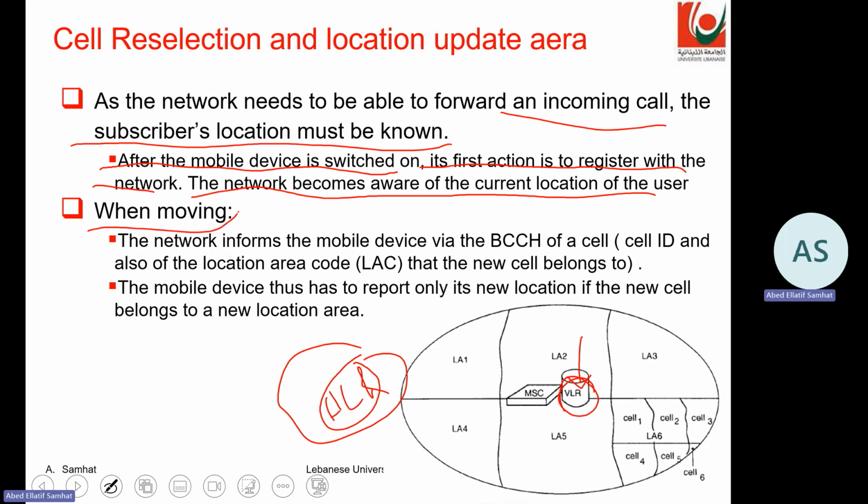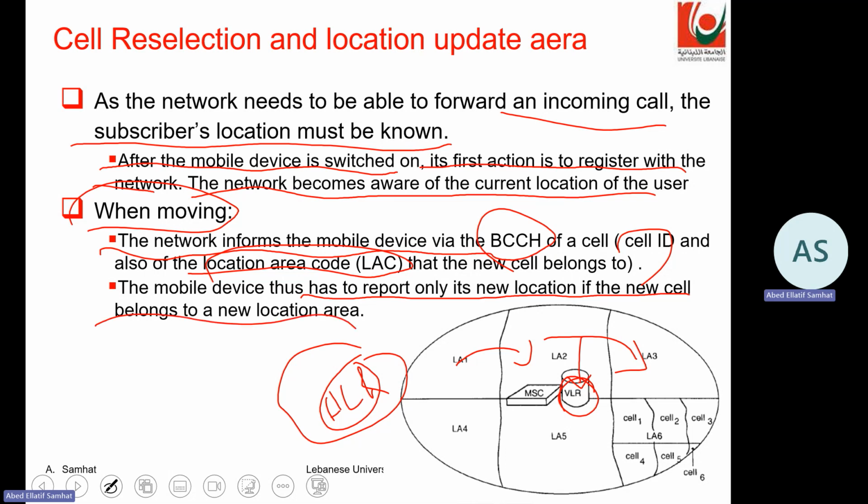When moving from one location area to another location area, the network informs the mobile device via the broadcast control channel of the cell ID and the location area code. In this case, the mobile device has to report only its new location if the new cell belongs to a new location area.